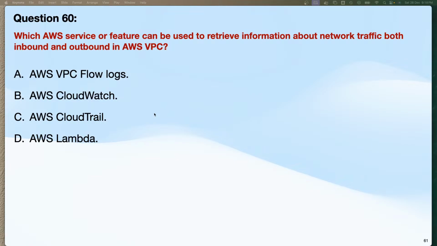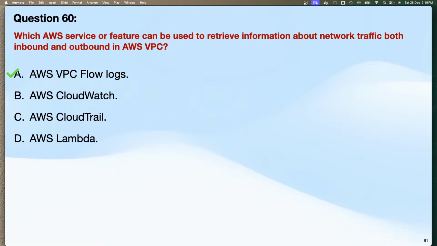So remember, AWS has VPC Flow Logs, which basically has all the network logs: how the traffic flowed from which service to which service. This is primarily meant for the networking team, so a question can come. So remember, for 60, the answer is A.